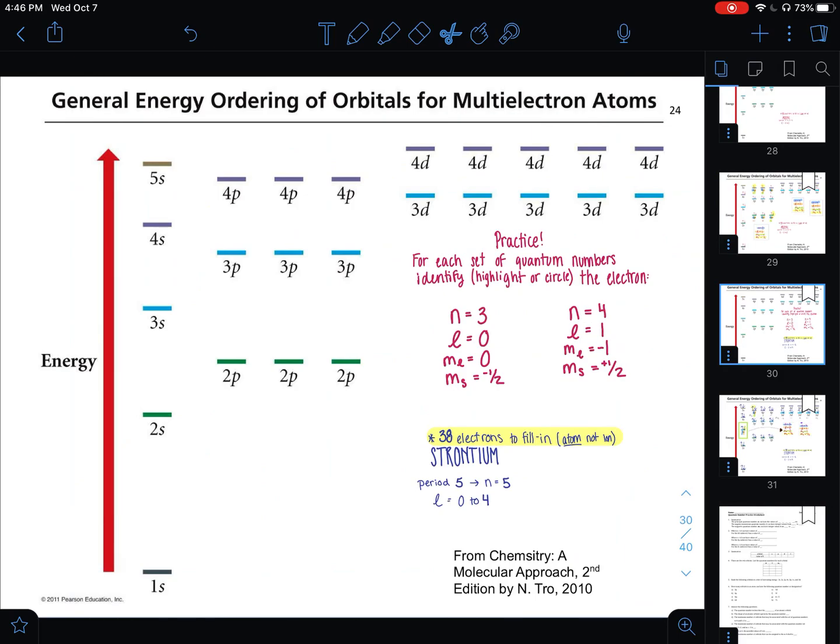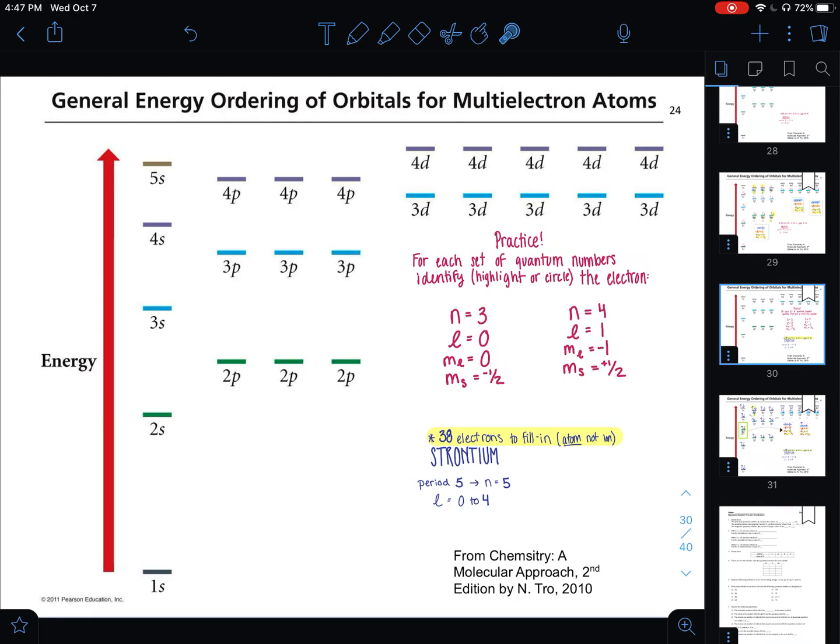Okay, so this one we are doing strontium. So first, fill in all the electrons. Make sure that you are going in energy level order based on increasing energy, not necessarily the numbers. Once you have all your electrons filled in, identify which electrons have these quantum numbers. When you are ready for the answers, press play.